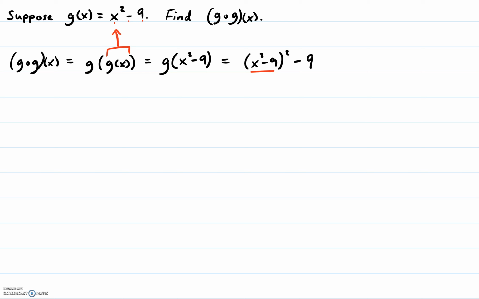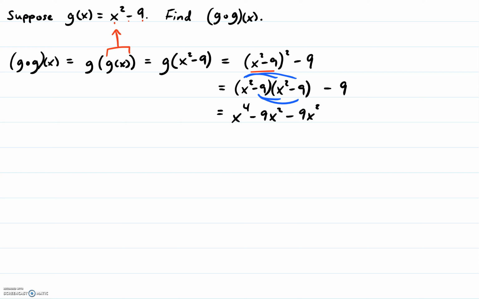And then we want to FOIL and simplify as much as we possibly can. And so x squared minus 9 squared, we're going to need to rewrite as x squared minus 9 multiplied by x squared minus 9. Just bring down the minus 9, don't forget about that. And now we're going to FOIL. So we're going to have the first, outer, inner, and last. So x squared multiplied by x squared is going to give us x to the 4. x squared times negative 9 is going to be negative 9x squared. Negative 9 times x squared is going to be another negative 9x squared. Negative 9 times negative 9 is going to be positive 81, and then minus 9. That just comes right on down.